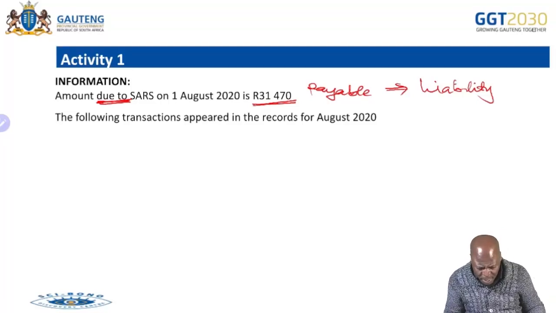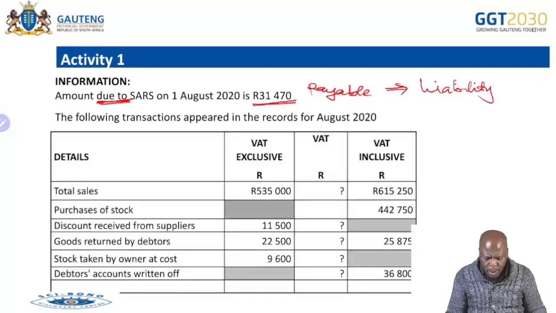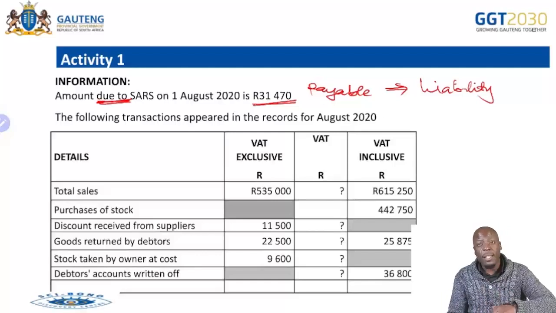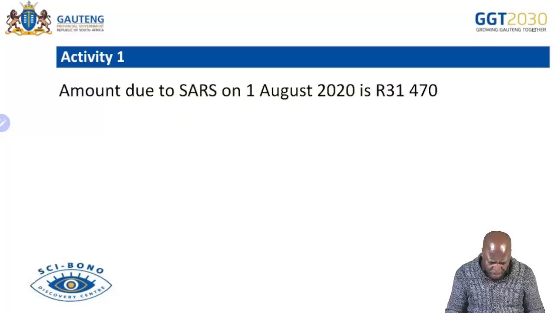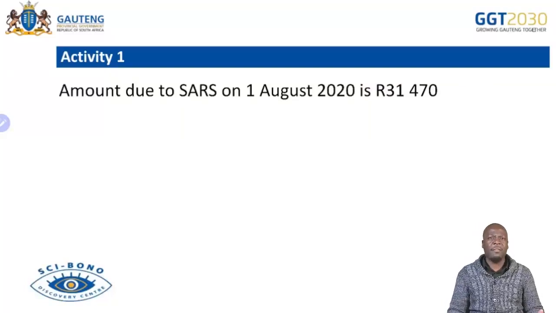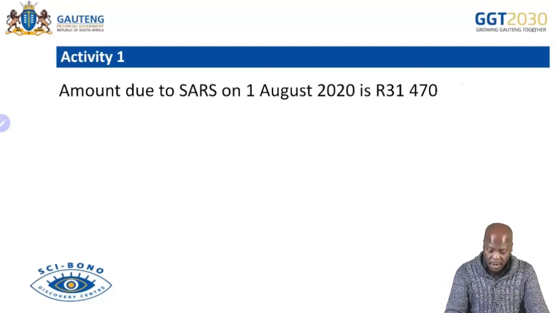The following transactions appeared in the records for August 2020. Let's see the transactions. Okay, so there's a slight change in the figures here. Some were already given, but I just wanted to walk us through how to calculate some of these figures. So here's the information that is given. Now that we have the information, let us start the calculations. Amount due to SARS. Remember, we have spoken about this. If an amount is due to SARS, it is owing to SARS. That means this is a liability.